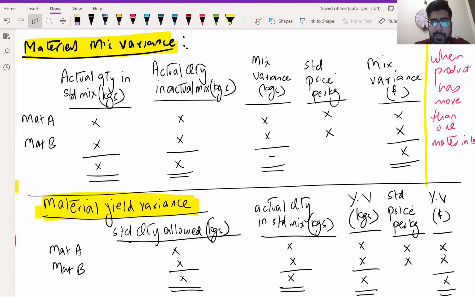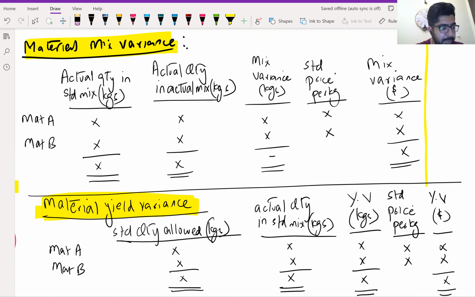Now, how do we generate them? Please pay attention. Firstly, I'm talking about the material mix variance. Material mix variance is a variance which arises when, let's suppose, you are making a product which uses more than one material. Understand the concept of mix variance. For example, you are making a product which has more than one material.